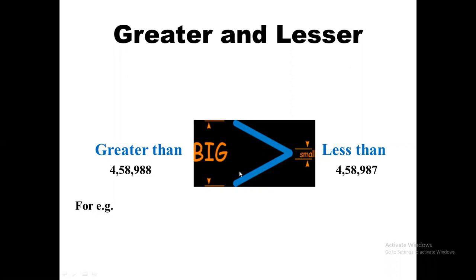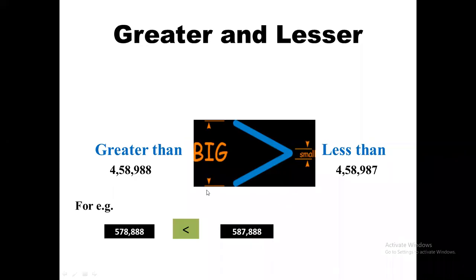Over here I have an example. I have written a 6-digit number in front of you, 578,888, and over here we have 587,888. What do you think? Which one is the biggest over here? Obviously, this one, 587,888. In the same way, I have pointed this crocodile mouth towards the greater number, that is 4,58,988, and this tip is pointing towards the smaller number, 4,58,987.